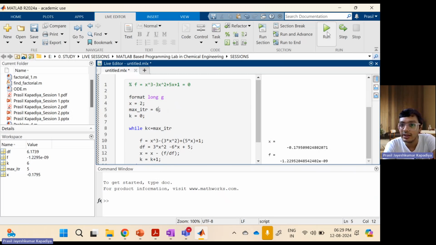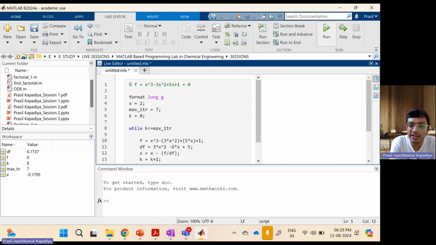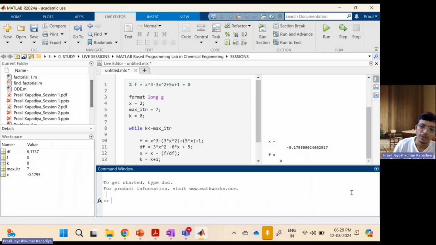And with 6, it will be mostly 0, as per my understanding, minus 16. So you can take minus 0.1795 as your solution. See, the minus 0.1795 values are not changing at all. So this is all about using the Newton-Raphson method to solve nonlinear equations.